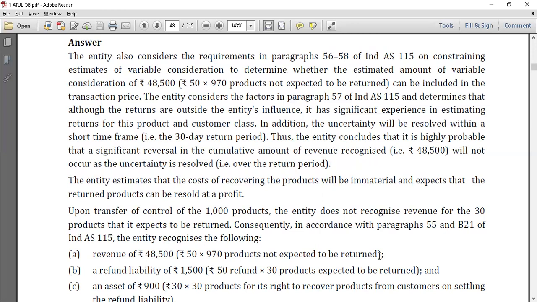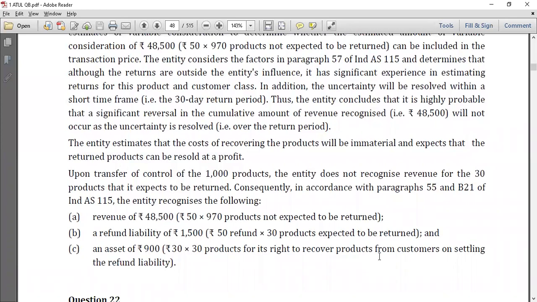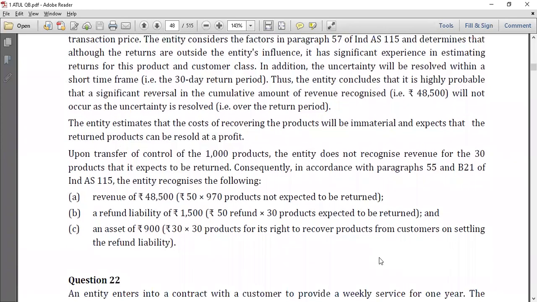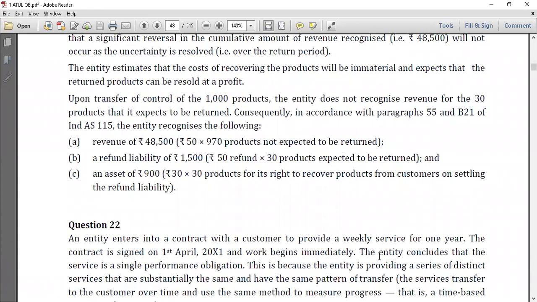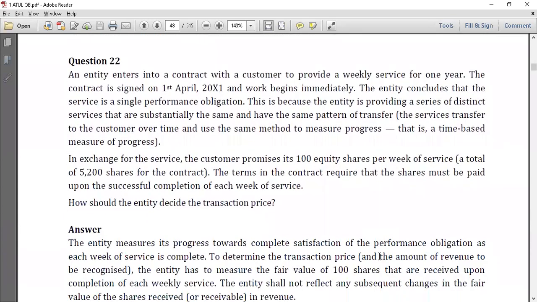Now here, upon the transfer of the control of these 1,000 products, the entity does not recognize the revenue for the 30 products that it expects to be returned. Consequently, in accordance with this, you have to recognize revenue of 48,500. Next, a refund liability of 1,500, and an asset of 630, because the asset is going to be returned to you. Your product is going to be returned to you and you're going to receive it in future. That is an asset.